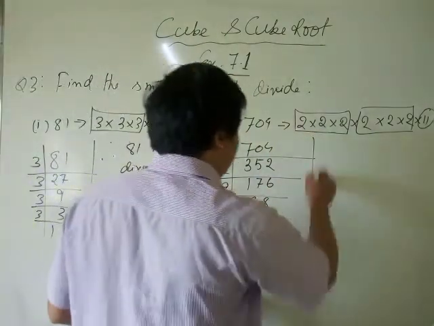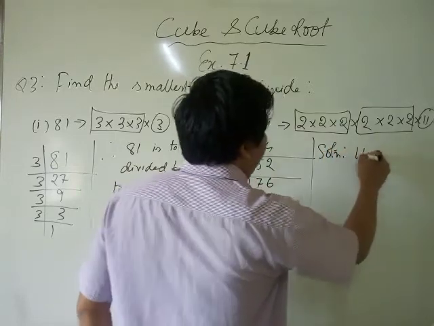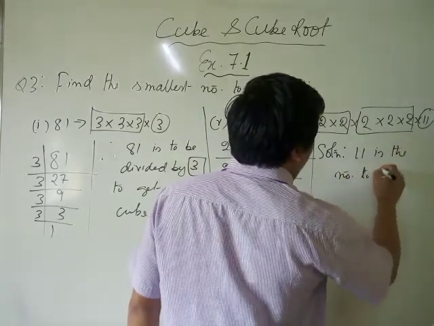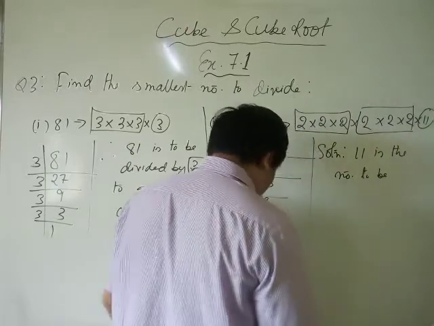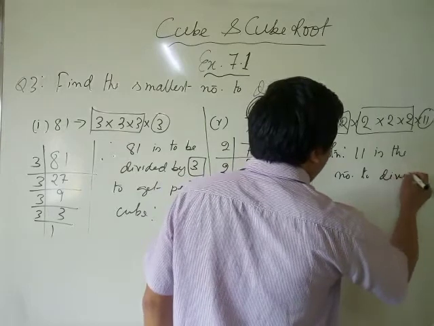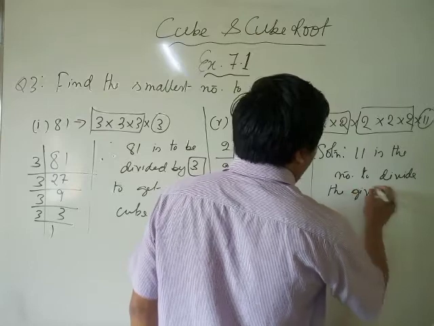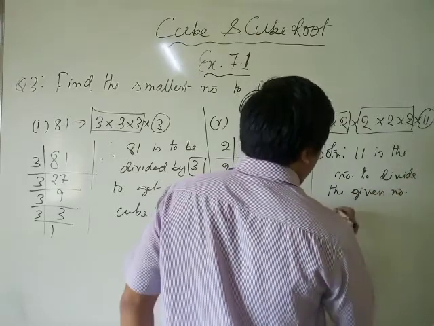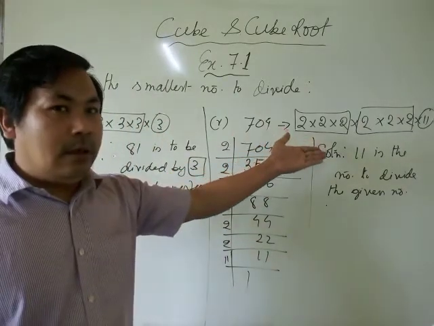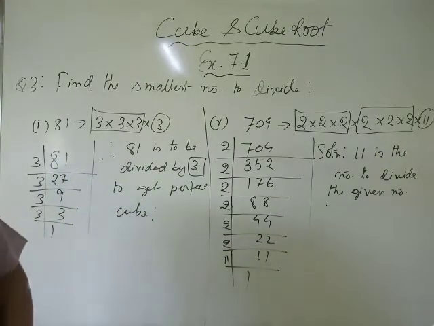Okay, so the answer in the solution, we have to write that 11 is the number to divide, not to be divided, to divide the given number to get the perfect cube. That's all. So this is the solution of question number 3 of number 1 and 5.